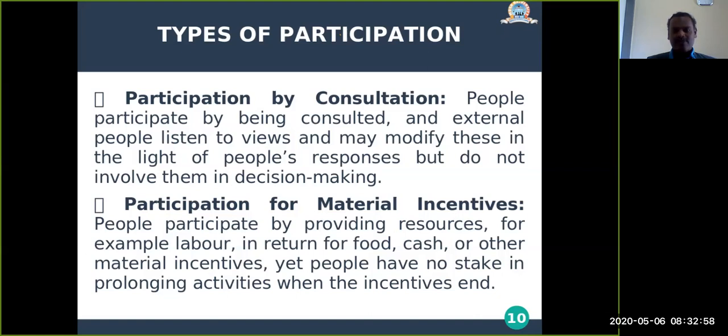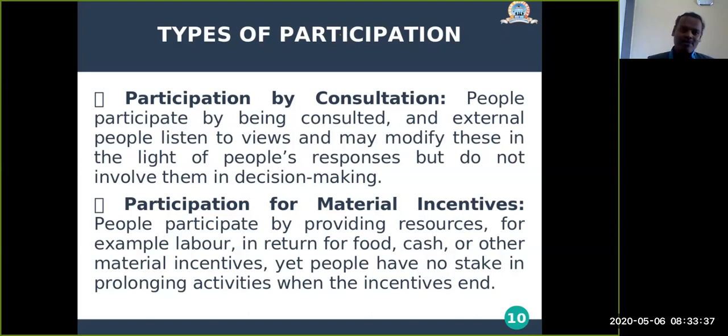The fourth one, participation for material incentives. Here, people participate by providing resources, for example, labor, in return for food or cash or other material incentives. Yet, people have no stake in prolonging activities when the incentives end. For example, you are digging a water well, or a farm bund, or a community farm bund or community well.